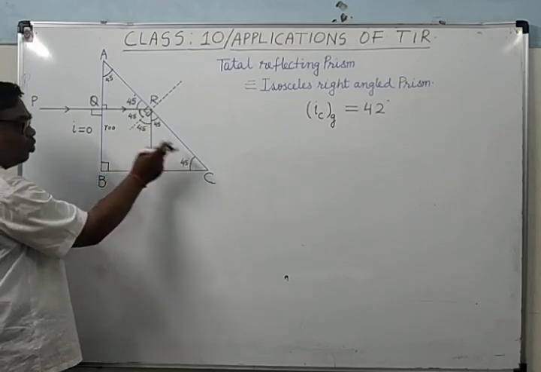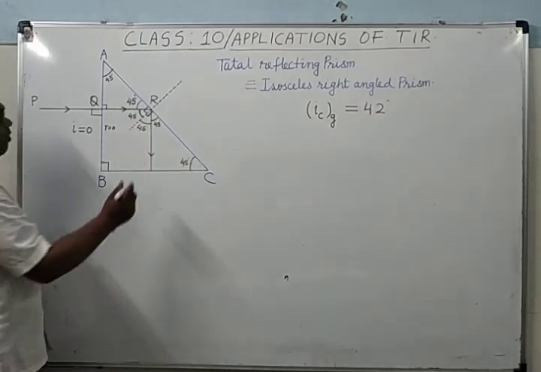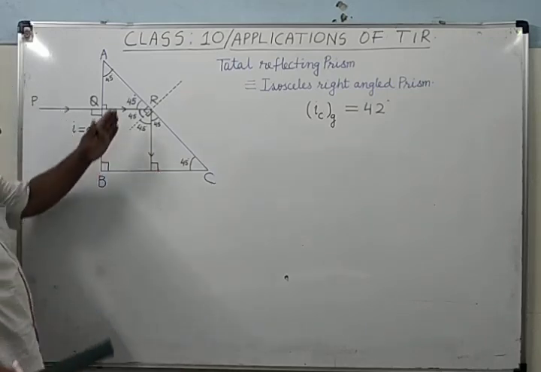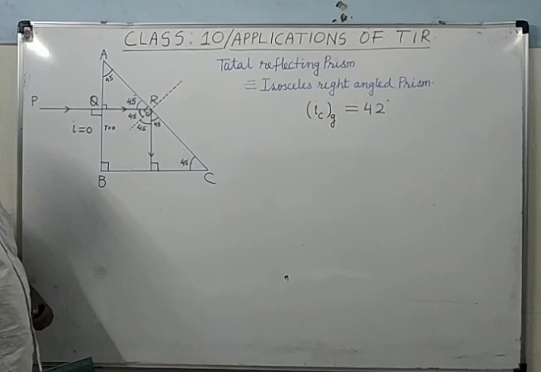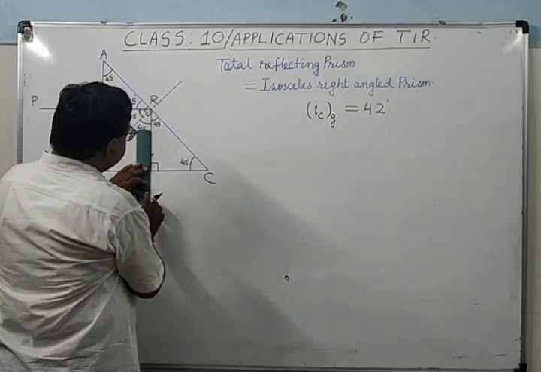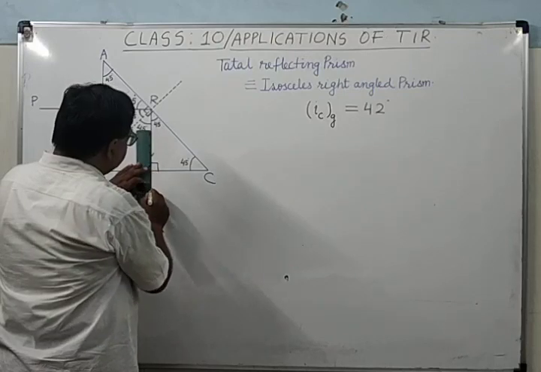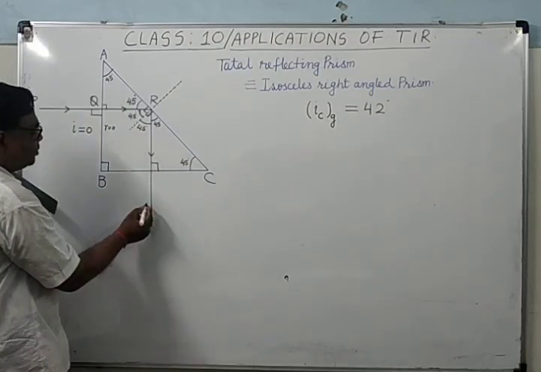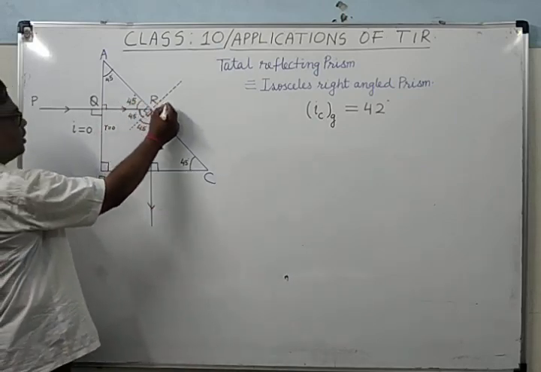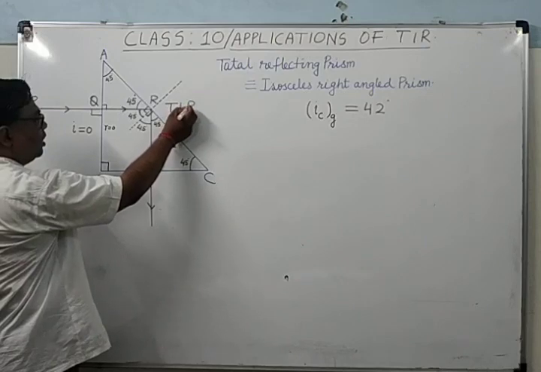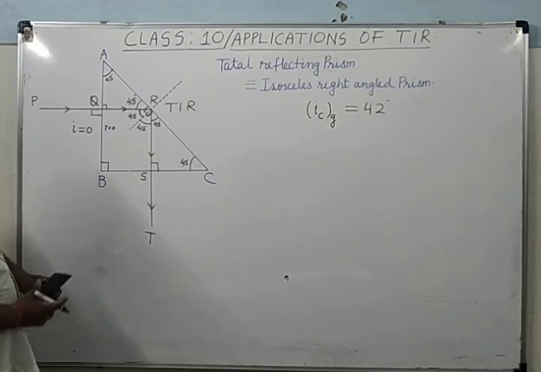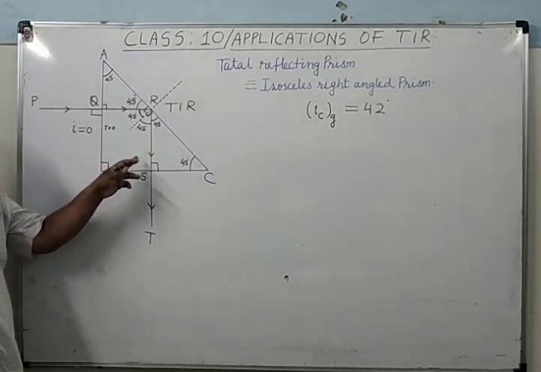180 में से इन दोनों का sum subtract करें. So we will get it as 90 degree. Is it clear? So once again it is falling perpendicularly to the surface BC. Therefore it will pass undeviated. Means here at the point R, what is taking place? Total internal reflection is taking place. Is it clear? At this point, it will pass undeviated.